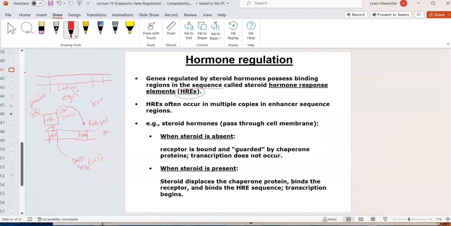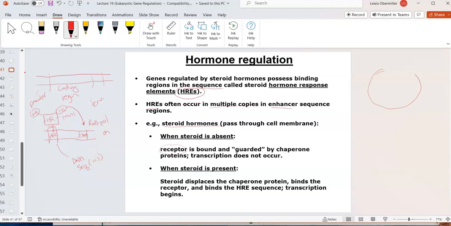All right. These hormone response elements, these DNA sequences, usually have a lot of copies. It can be in enhancers, like I said, or it could be in promoter distal. It's usually not in the promoter core regions. So, like we said, steroid hormones can pass through the cell membrane. When the steroid is absent, the activator isn't present to turn on the gene, so the gene is shut down. The receptor itself is a protein that's found in the cytoplasm.